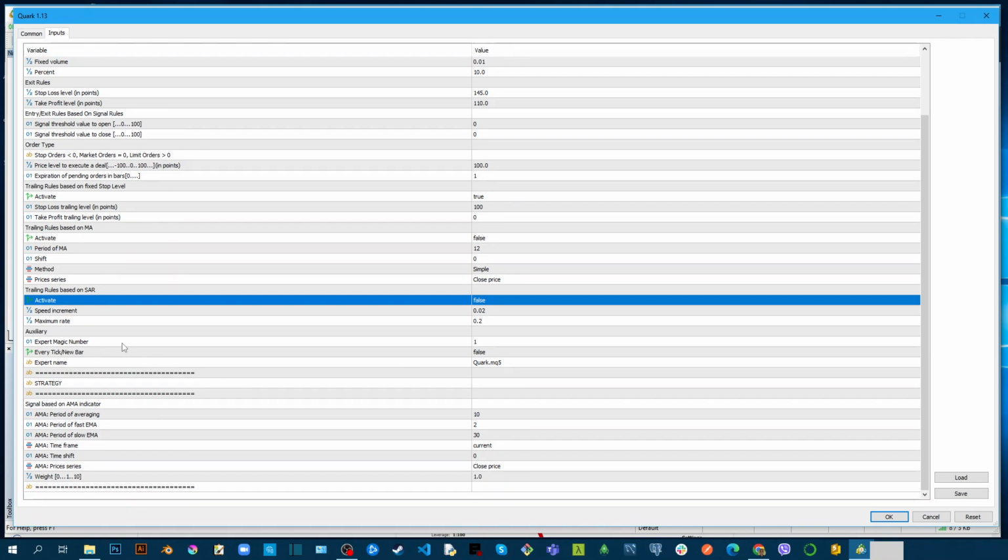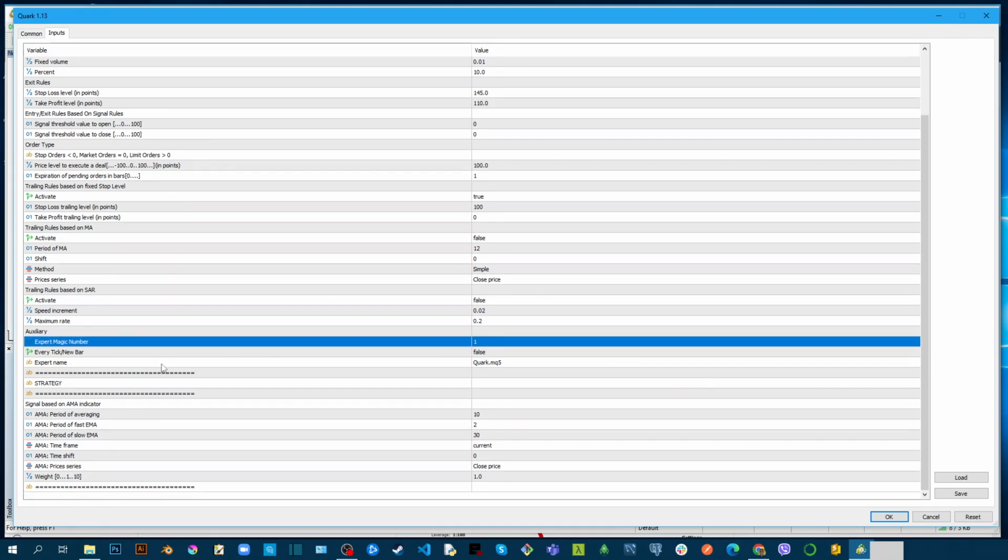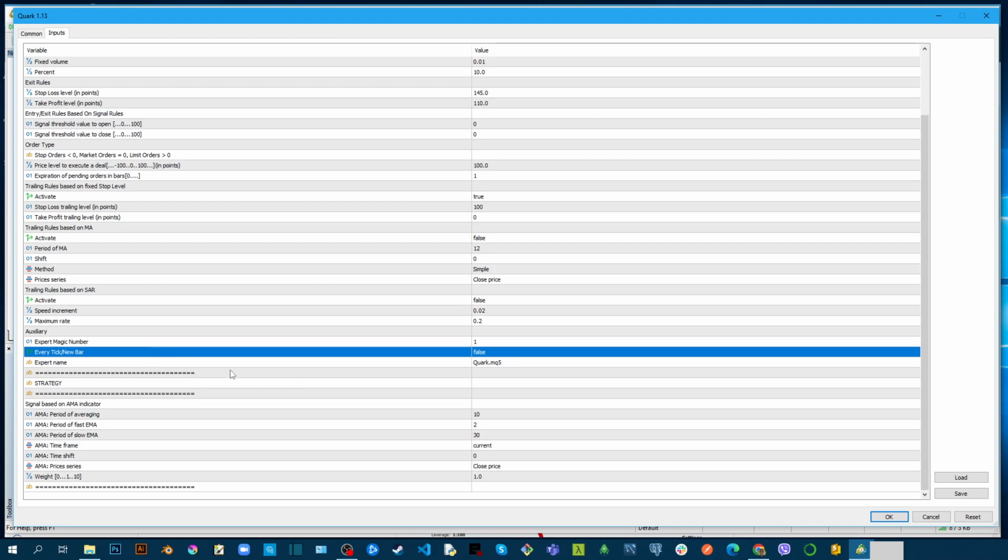Now we have some additional inputs such as magic number and the new bar input. So what does this input mean? If this is false, that means this expert will work on the bar open. If this input is true, then the expert will work on every tick. So you can try either of these solutions.